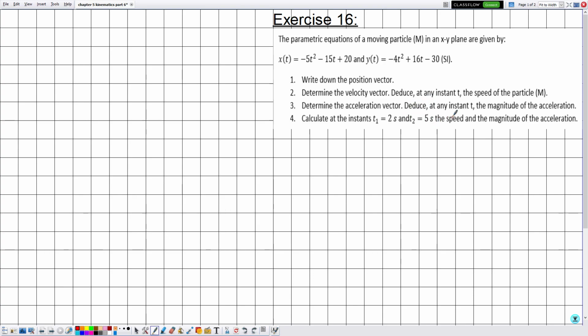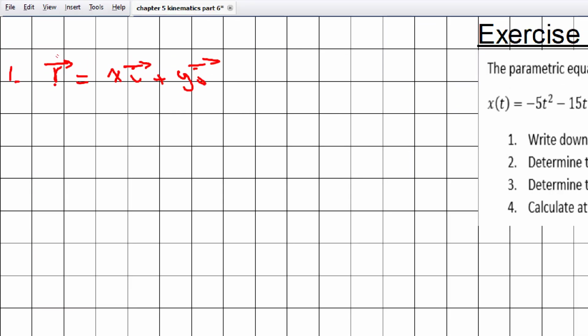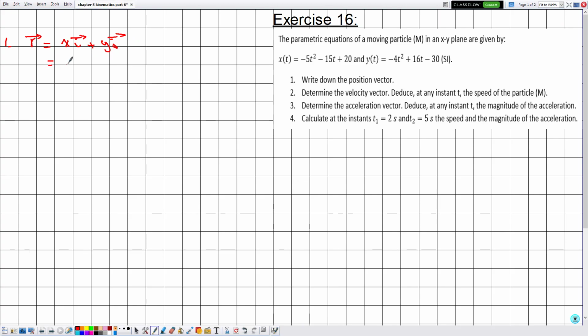The parametric equations of a moving particle m in an xy plane are given by. So in number 1, they are telling me to write down the position vector. We know that r is equal to xi plus yj. This is a vectorial equation, so vectors must exist on the left and on the right. Now x is given by... so this is the position vector of the moving particle.